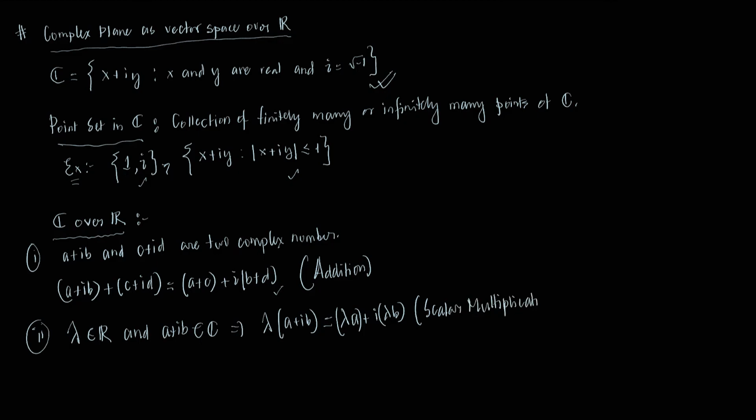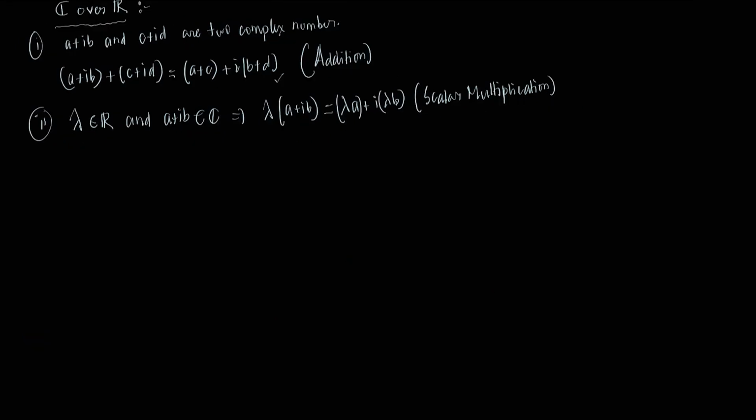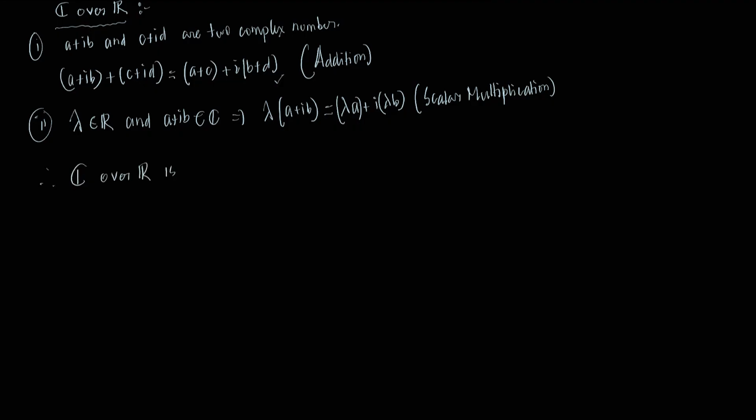you can actually show that C over R, this particular set, is a vector space. Please check this part. And of course, if it is a vector space, the natural question is what sort of dimension are we looking at? Here, the dimension is exactly 2. The dimension of C over R is 2.